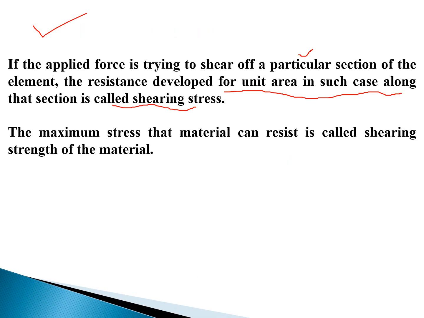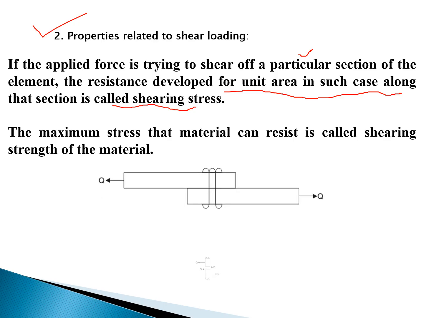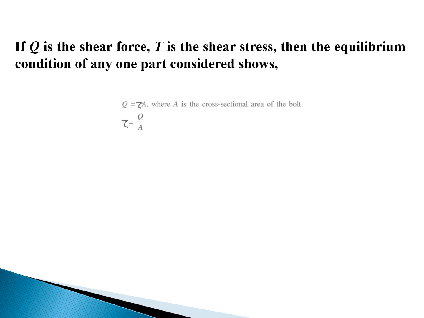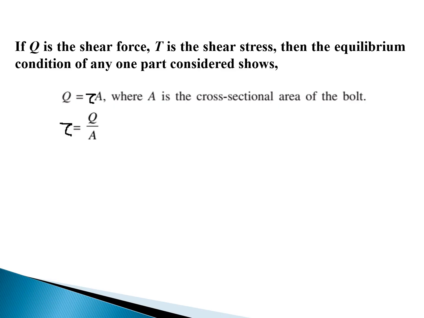Now if the applied force is trying to shear off a particular section of the element, the resistance developed per unit area along the section is called the shearing stress. The maximum stress that the material can resist is called the shearing strength of the material. So this picture clears the view. Here Q is the shearing force and tau is the shear stress. Then the equilibrium condition of any part considered shows that Q equals tau A, where A is the cross-sectional area of the bolt, and tau equals shear stress, that is Q by A.